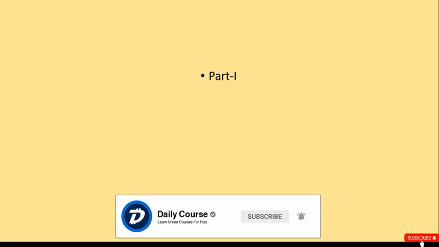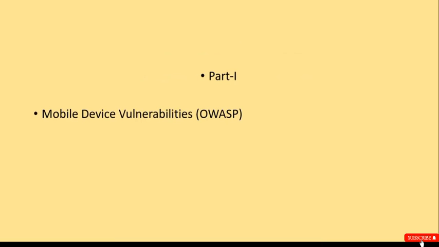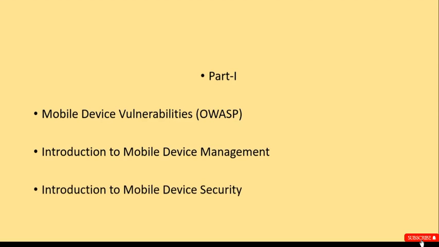First of all, let's see what is there for you in the first part of this course. So we will start with mobile device vulnerabilities that are categorized by OWASP organization. Then you will learn how difficult it is for enterprises to protect their infrastructure when their employees bring their own devices to work. We have also covered an introduction to mobile device management and mobile device security policies.